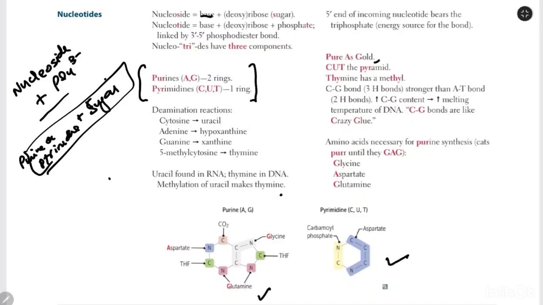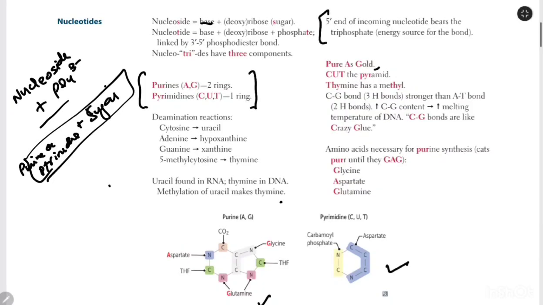Once a nucleoside is formed, a phosphate group is added to the nucleoside by a 3' to 5' phosphodiester bond. We do not need to go into detail of this bond, but we can remember that this is mainly the direction of synthesis of bond formation. The significance of direction is that the 5' end bears the triphosphate. So basically it has the energy source for the bond, right?